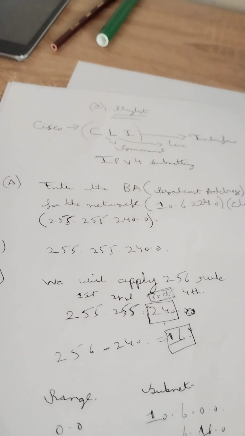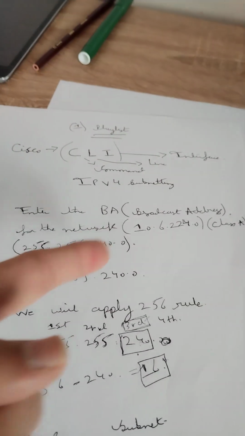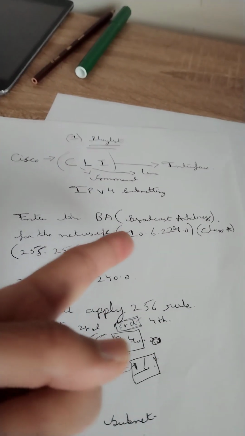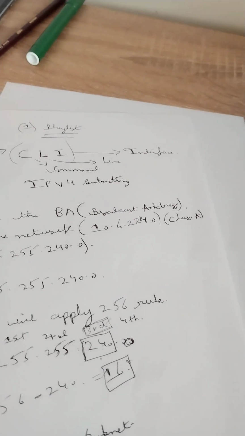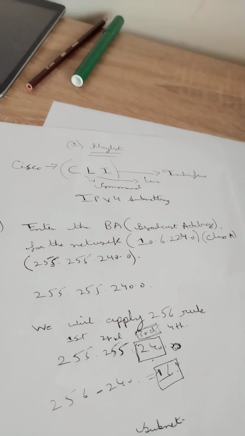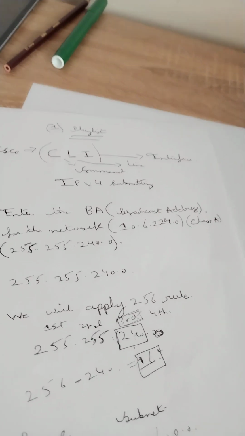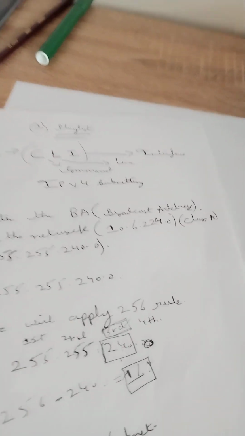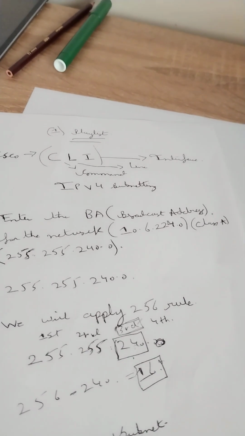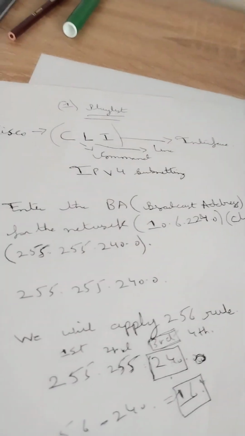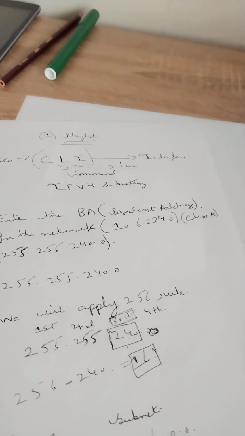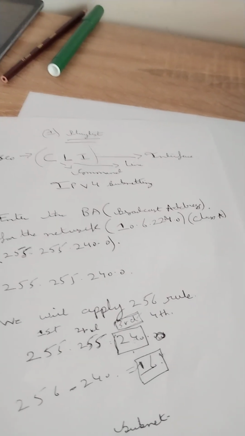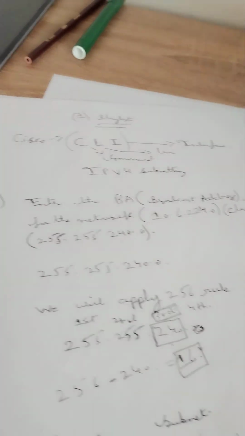So what our scenario was: enter the broadcast address for the network, which is a class A network 10.6.224.0. Now, why do we use class A network? This is a question. I don't want to give you too much information, but class A network is used for bigger organizations, not really for really small organizations. You can still use them, but class A is used for bigger organizations where there's a lot of people, a lot of departments around.